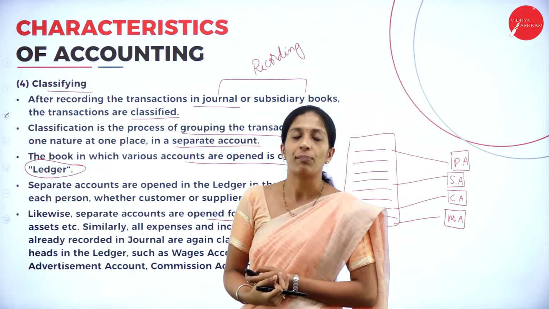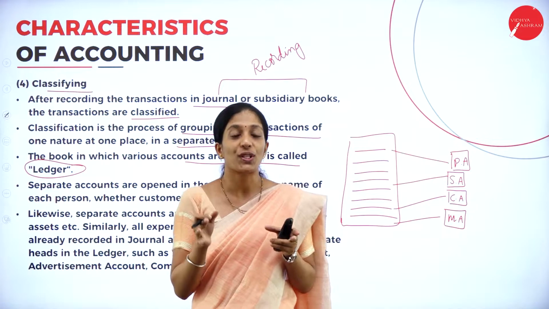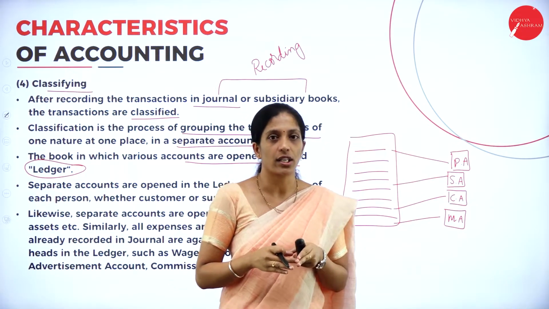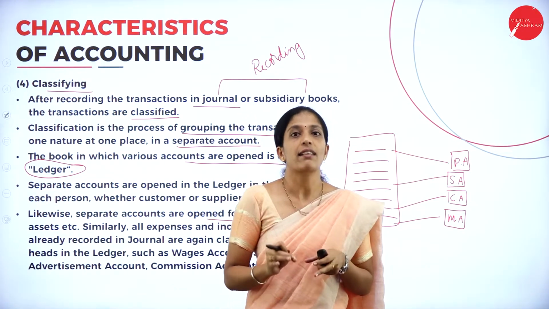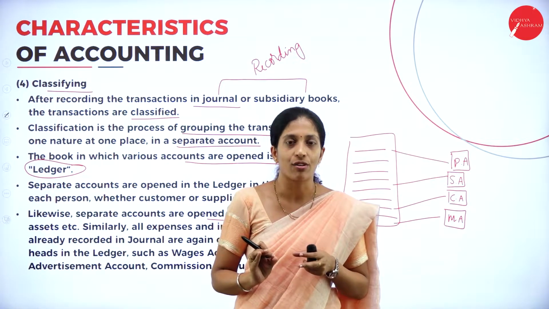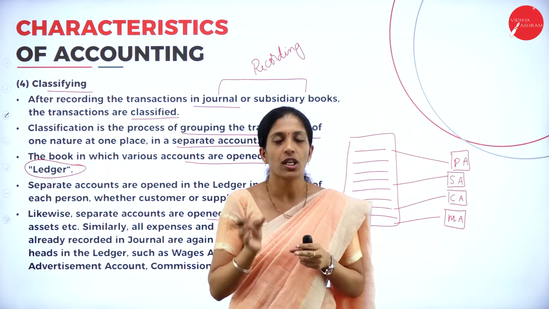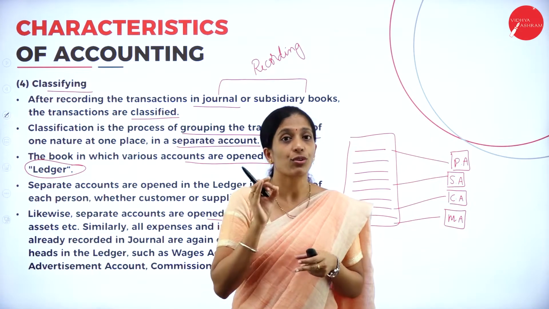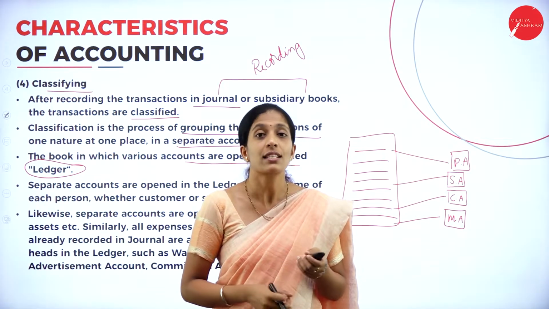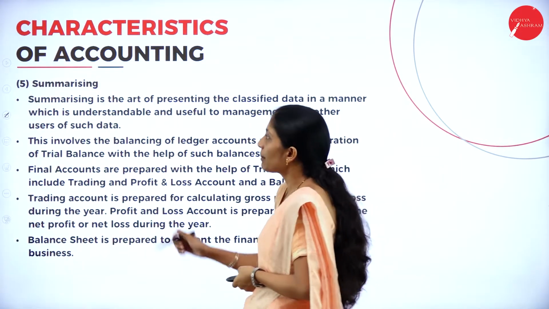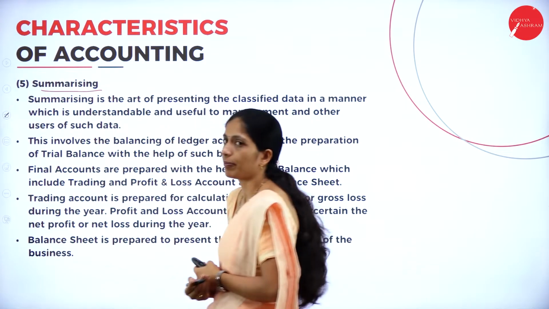What you have to remember is that all the transactions which we have already recorded in the journal, we have to segregate into individual accounts, depending upon their nature. These are called ledger accounts. Now coming to the fifth one, summarizing.